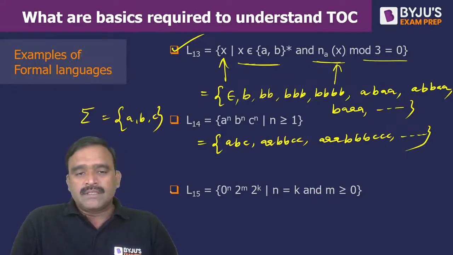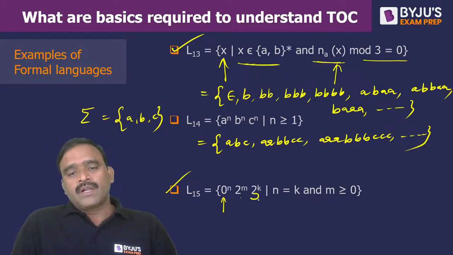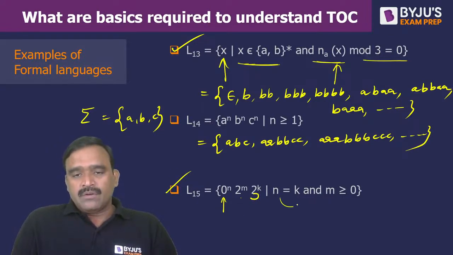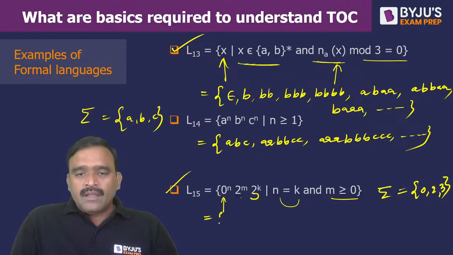And what about this? 0 power n, 2 power m, 3 power k, n is equal to k, and m greater than or equal to 0. 0, 2, 3 are the alphabet. So 0, 2, and 3 are the input alphabet. And n is equal to k. So 0s and 3s must be same. M value can be 0 also.